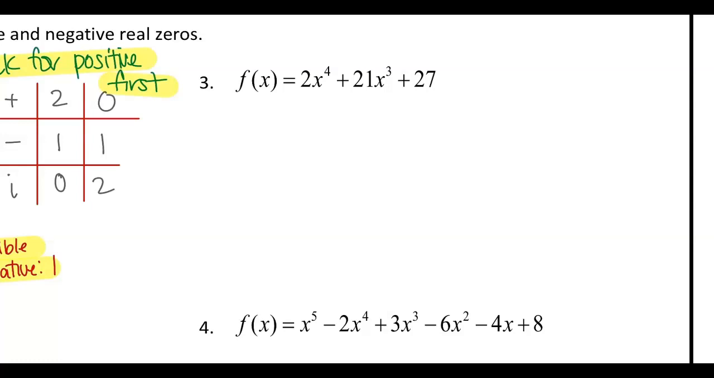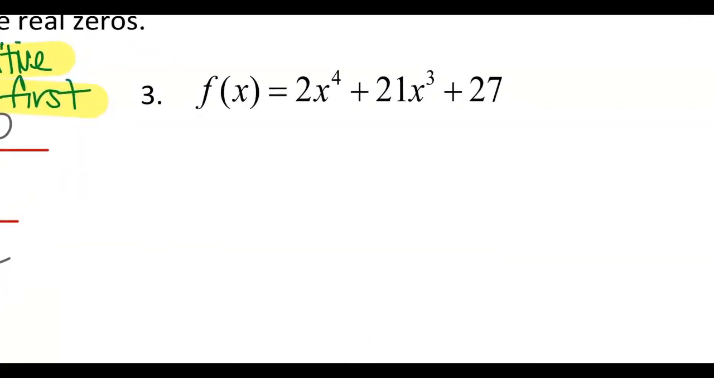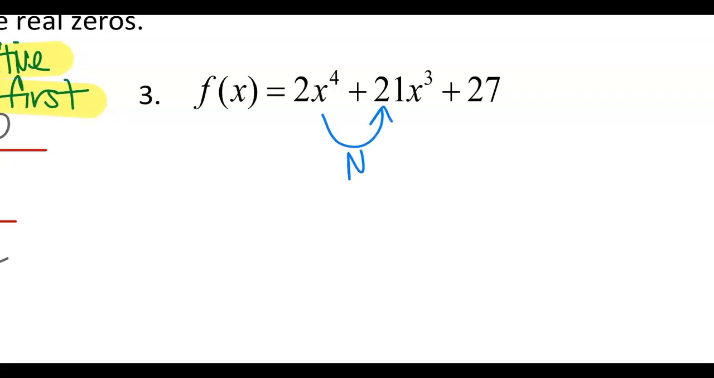Okay, so first things first, let me go ahead and check how many positive zeros I'm going to have. So I'm going to go from here to here. There is no sign change. From here to here, there is no sign change. So for my positive solutions, how many possible positive zeros will I have? 0. So there's probably not going to be any positive solutions here, and that's okay.